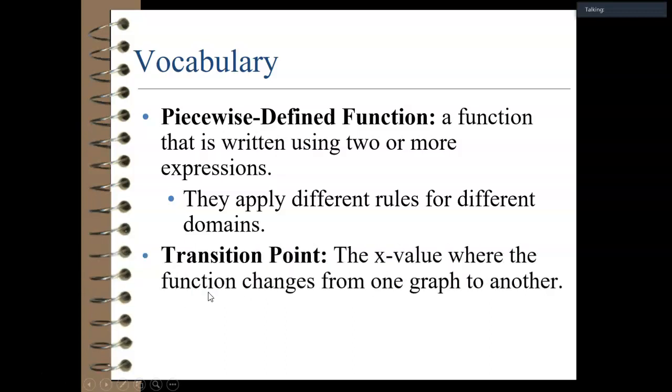A transition point, also known as a breaking point, is the point on the function where the piecewise changes its domain elements. It is a point on the function where the graph changes its domain elements.